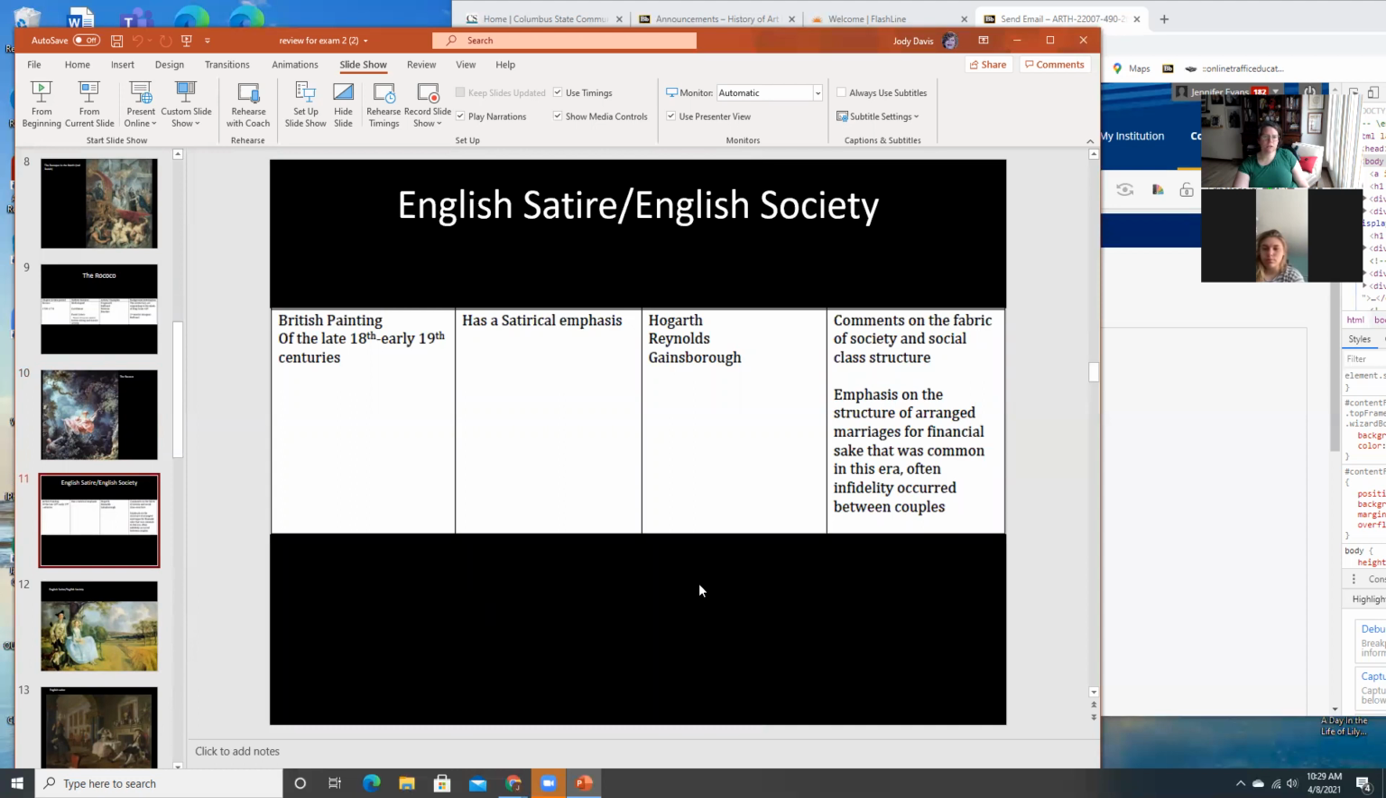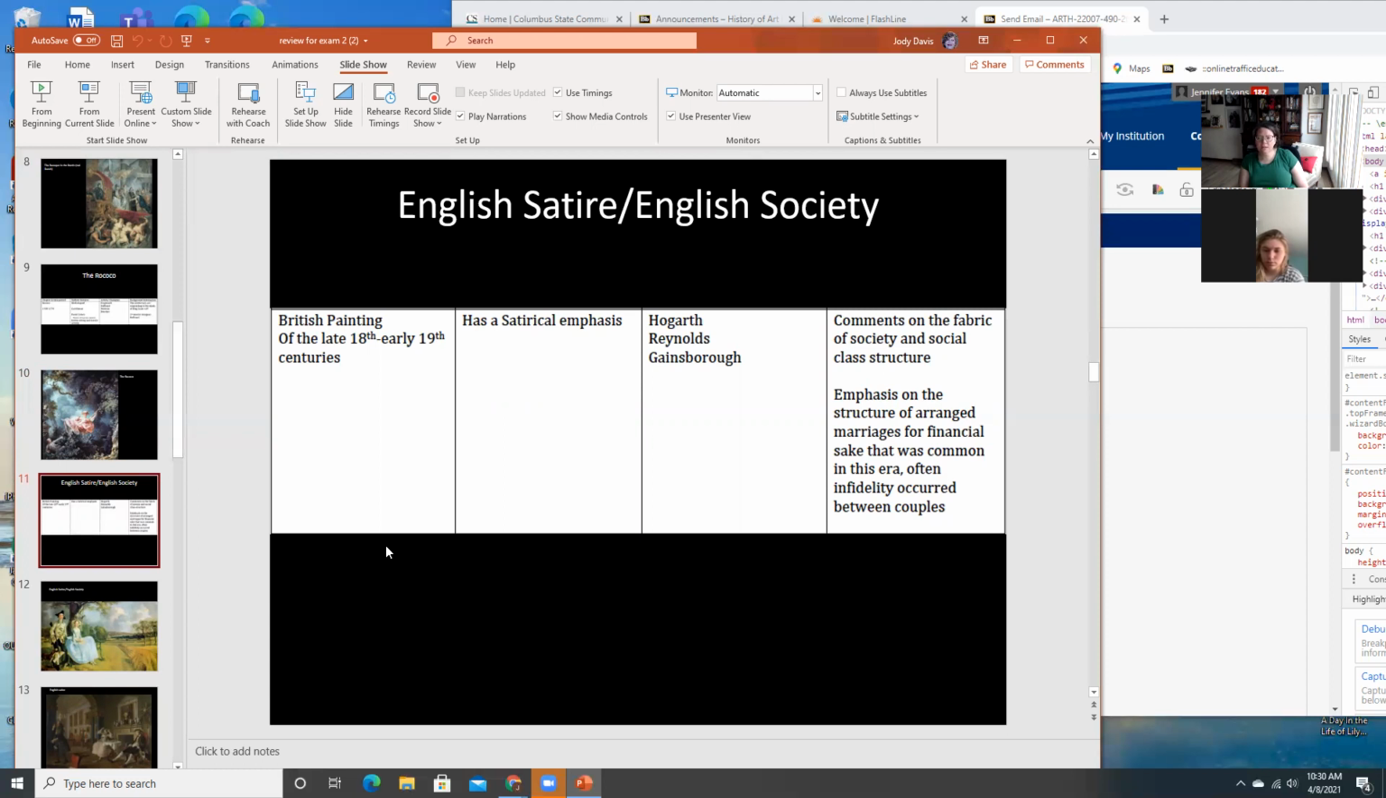English satire and English society is different from the Rococo because it doesn't focus on the fun of the aristocracy. Instead, it focuses more on the record of wealth. It has a satirical basis because many times it's used as a society painting, like it's published in newspapers, and it speaks of the upper classes' snobbery. Major artists who were part of the society painting were Hogarth, Reynolds, and Gainsborough.